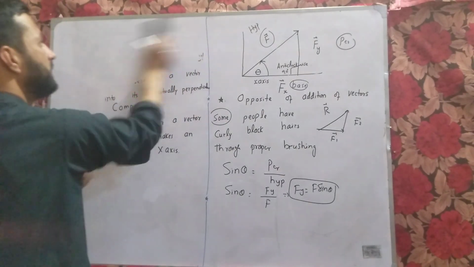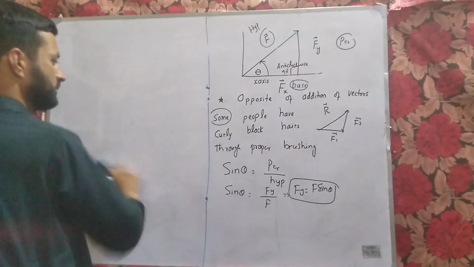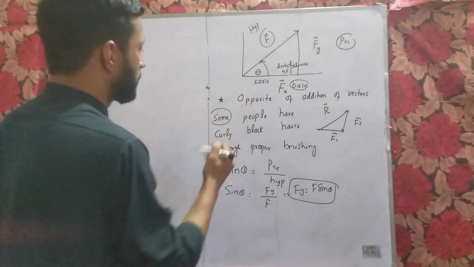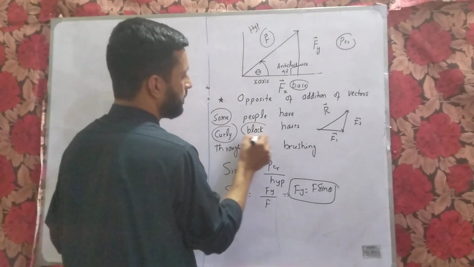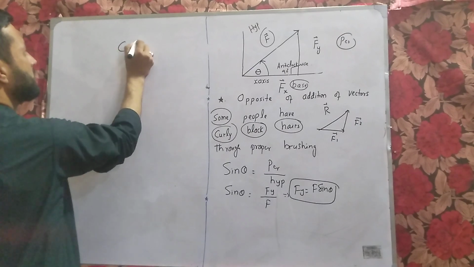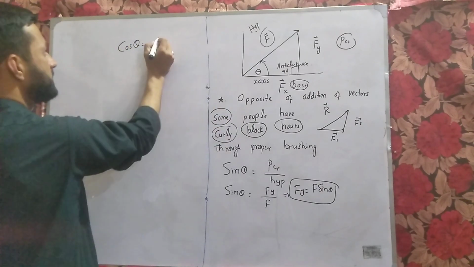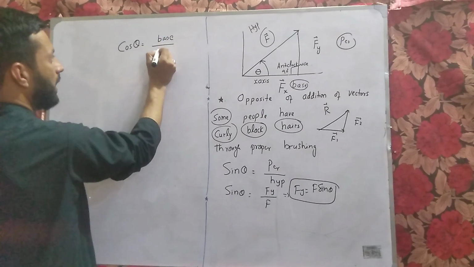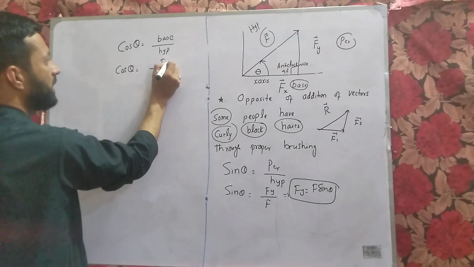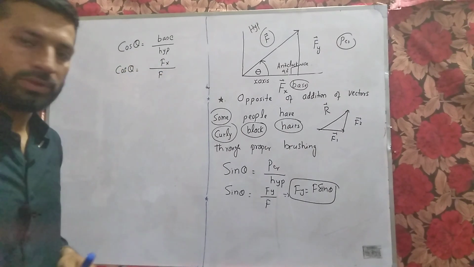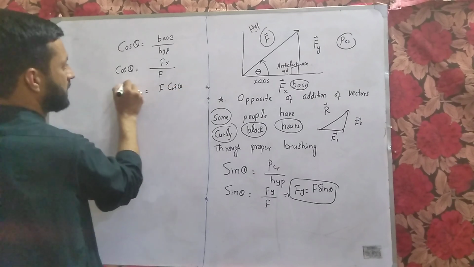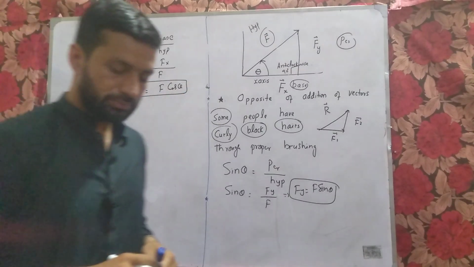Now we would find fx. For cos theta: curly shows cos, black shows base, and hair shows hypotenuse. So cos theta is equal to base, that is fx, divided by hypotenuse, which is f. So fx is equal to f cos theta. So fx and fy are found.